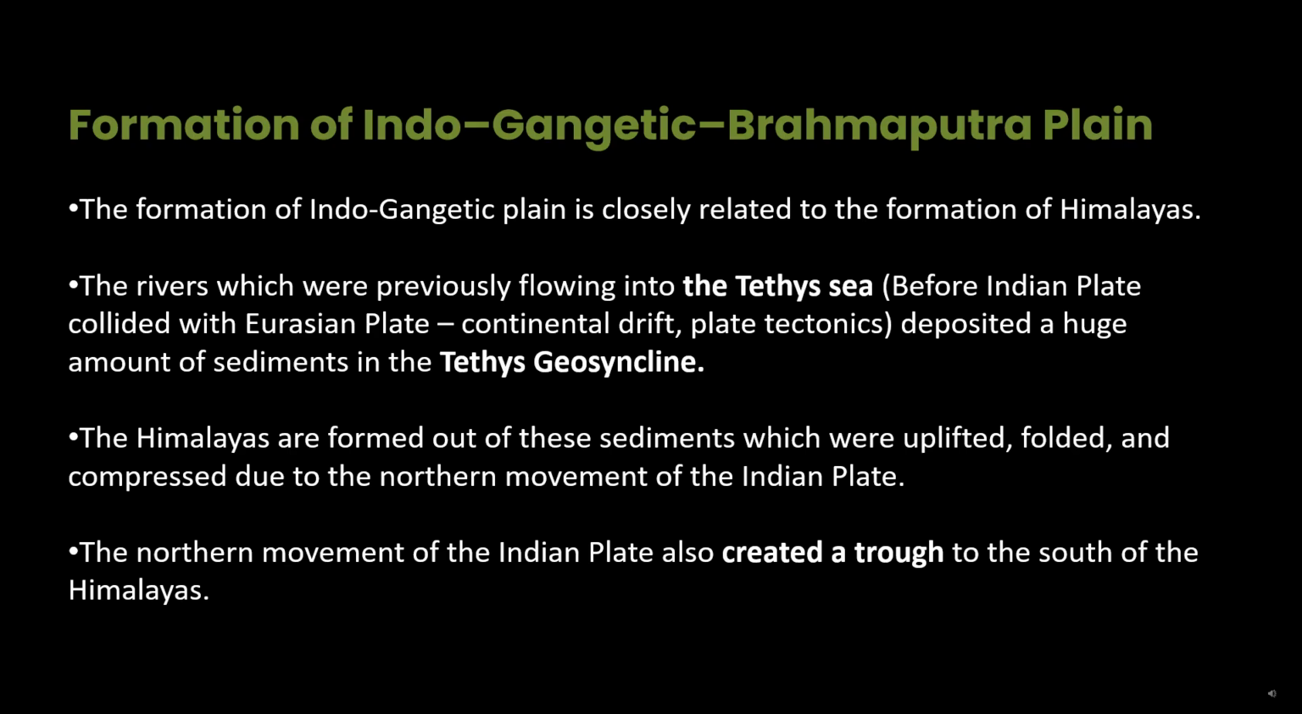Formation of Indo-Gangetic Brahmaputra Plain. The formation of Indo-Gangetic Plain is closely related to the formation of Himalayas. The rivers which were previously flowing into the Tethys Sea, before the Indian Plate collided with the Eurasian Plate, deposited a huge amount of sediments in the Tethys geosyncline. The Himalayas are formed out of these sediments, which were uplifted, folded, and compressed due to the northern movement of the Indian Plate. The northern movement of the Indian Plate also created a trough to the south of the Himalayas.